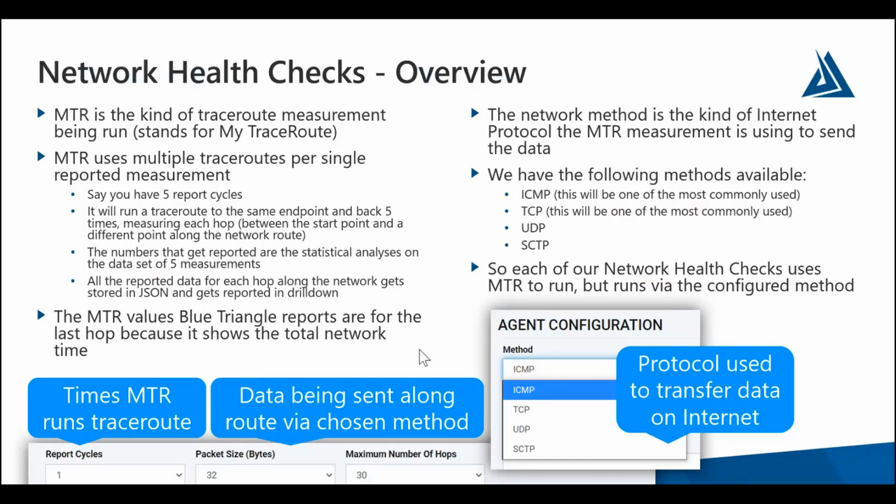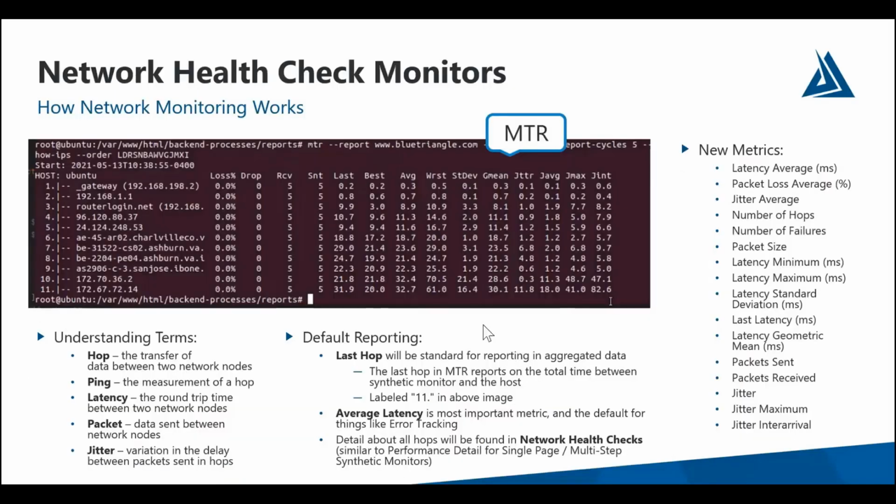So the network method is the kind of internet protocol the MTR measurement is using to send the data. As we mentioned before, we have ICMP, TCP, UDP, and SCTP. ICMP and TCP are probably going to be the most common, but we do have UDP and SCTP available for you. Each of our network health checks uses MTR to run, and it does that via the configured method.